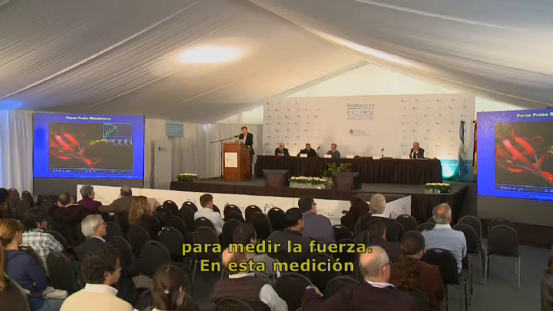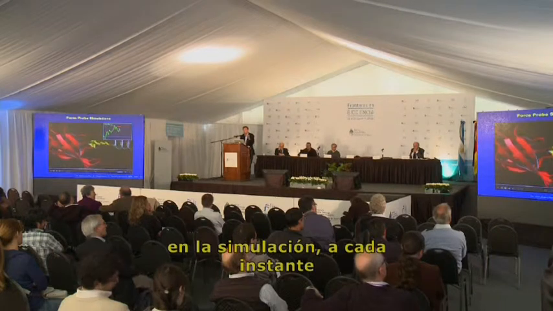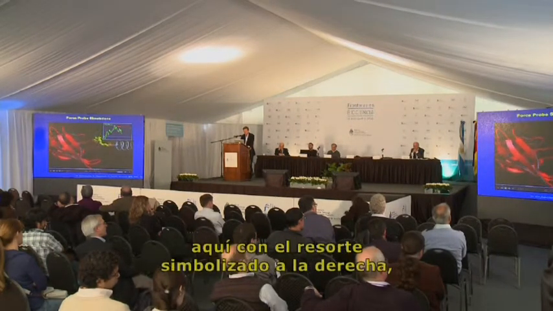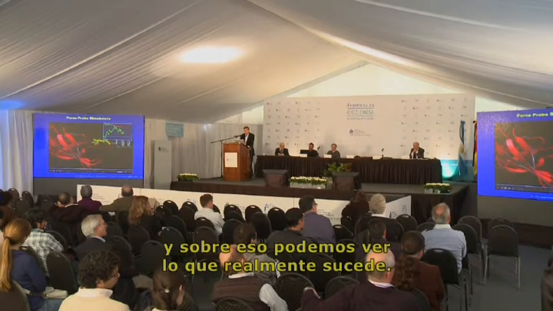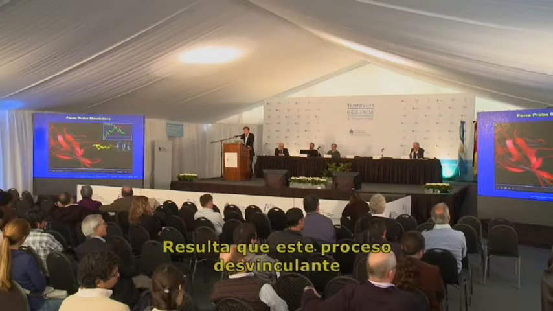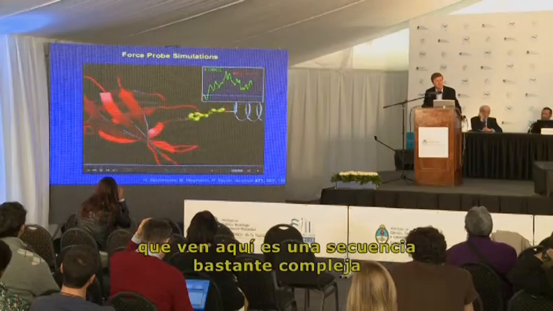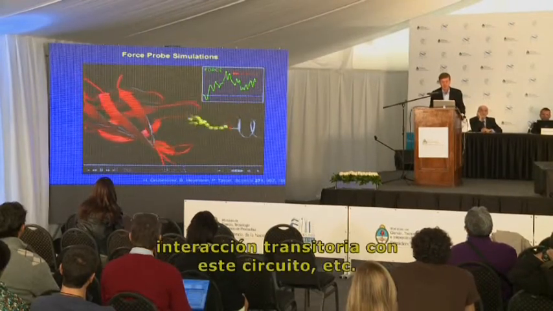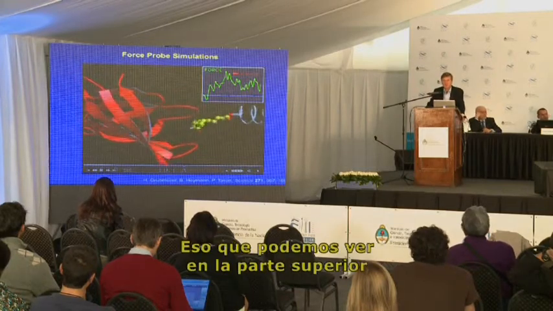Now, this measuring force we can also do. You see this here in the curve in the simulation. So at each instant of time, we know how strongly we are pulling here with the symbolized spring on the right side. And on top of that, we can see what actually happens. Turns out that this unbinding process, which you can see here, is a quite complex sequence of intermediates, for example, in transient interaction with this loop, etc., etc. So that we can see on top of calculating the force.